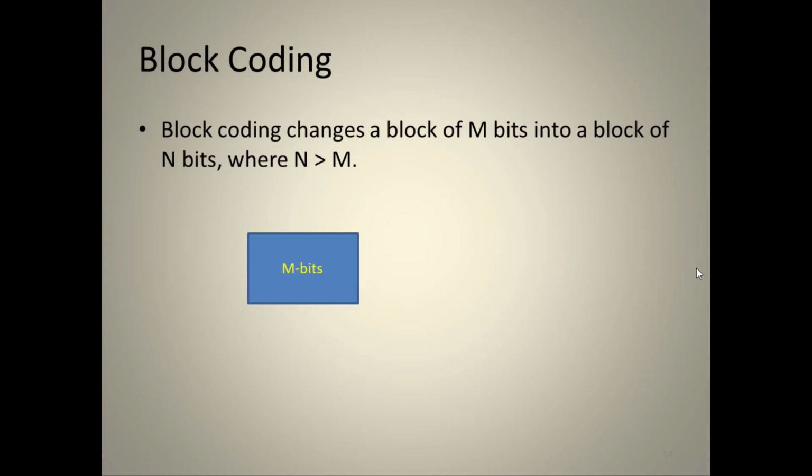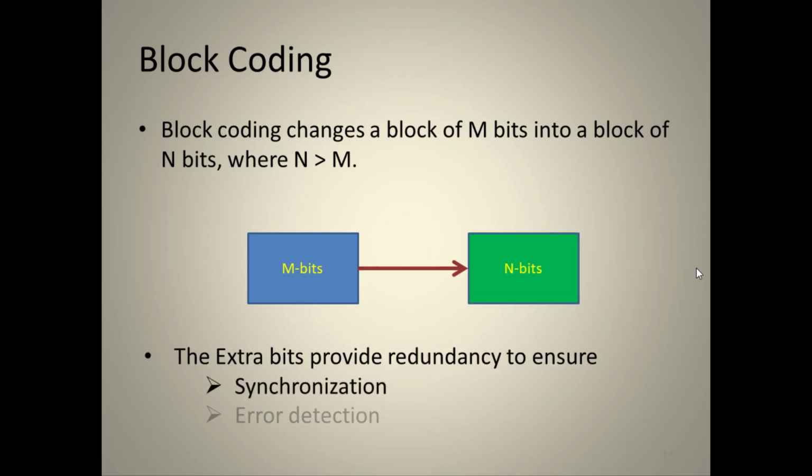As we can see here, we have a block of m bits, and it gets converted to n bits. Now these extra bits, because n is greater than m, provide some redundancy. They are used for synchronization and they are also used for error detection.